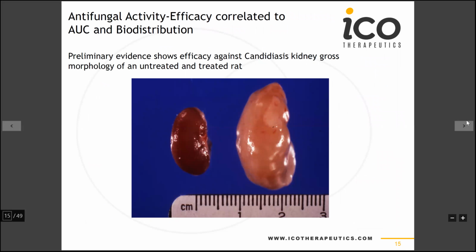Now, what's really exciting is the following. And you might ask yourself, this data doesn't make a lot of sense. When we gave our oral formulation to animals, here's an animal untreated where the Candida albicans basically engulfs the kidney. And yet, after we treated it with our formulation, we were able to remove the fungal infection, but we were able to spare the kidney. So the kidney was not toxic.